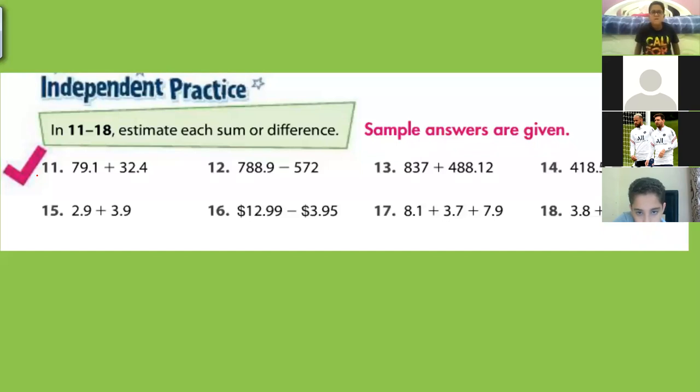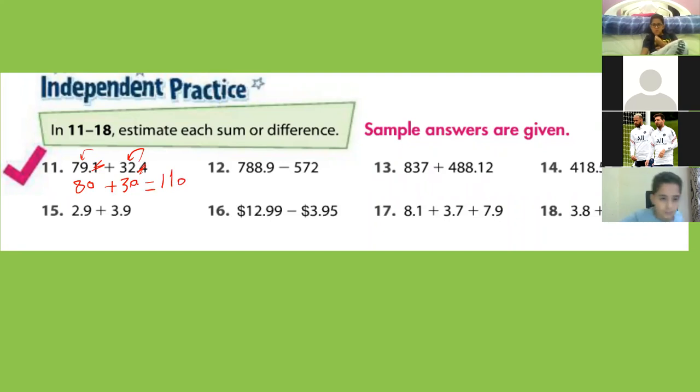Estimate each sum or difference. Here is sum, 79.1. 79.1 gonna be 80. Why 80? To be easy, Mr. Walid, for adding and subtracting. This 9 is rich number, gives 1 over 7, gonna be 80, and dismiss the decimal point. Dismiss the other decimal point here, and this 2 is poor, it's gonna be 30. I think it's easy now to add 80 plus 30, gonna be?